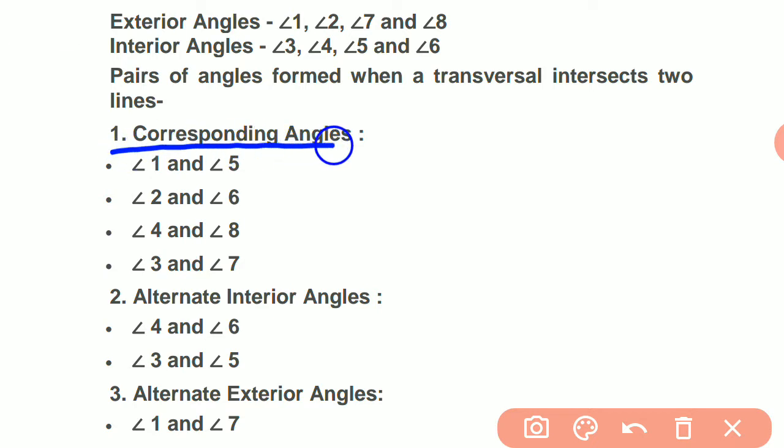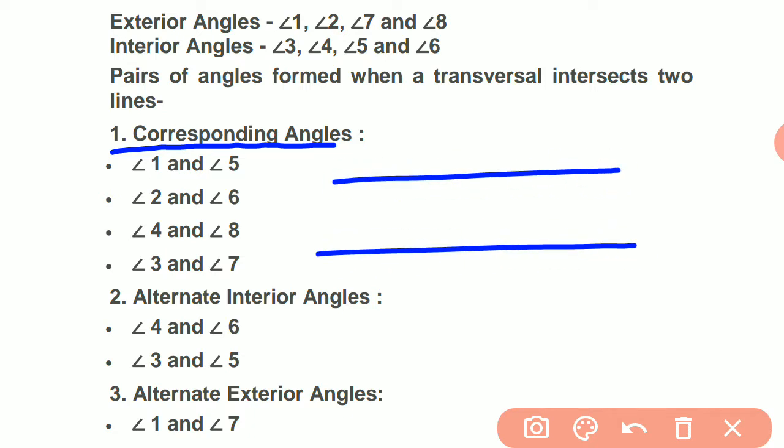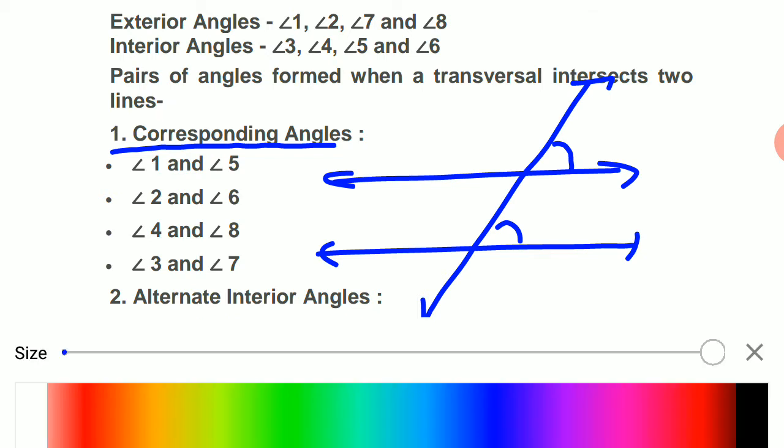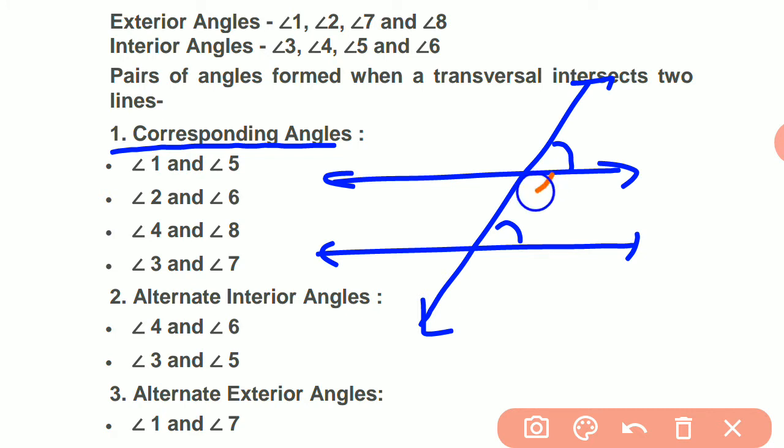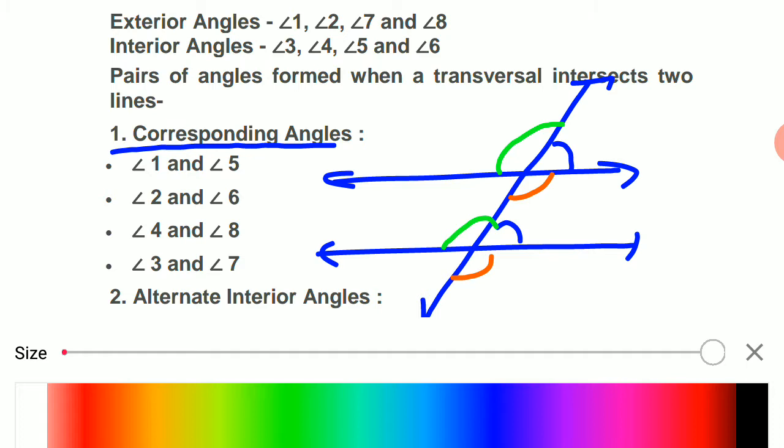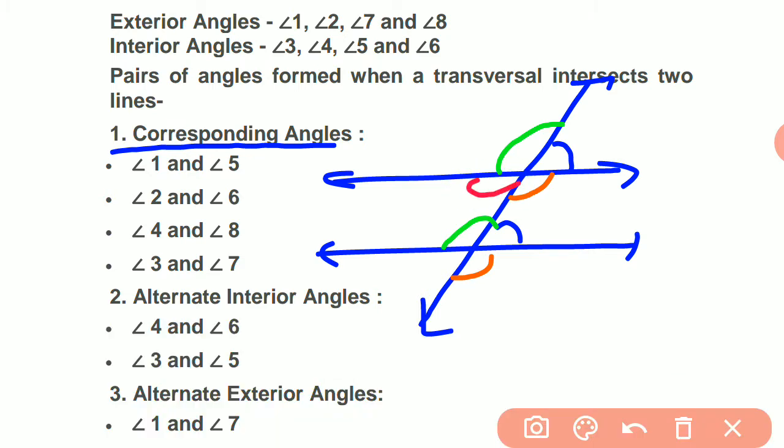Corresponding angles. What is a corresponding angle? Suppose these are two parallel lines and this is the transversal, then the angles formed here and here are known as corresponding angles. Similarly, this and this are corresponding angles, and again this angle and this angle are corresponding angles, and also this angle and this angle are corresponding angles. So there are 4 pairs of corresponding angles.